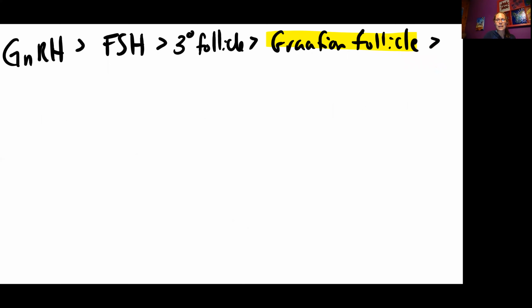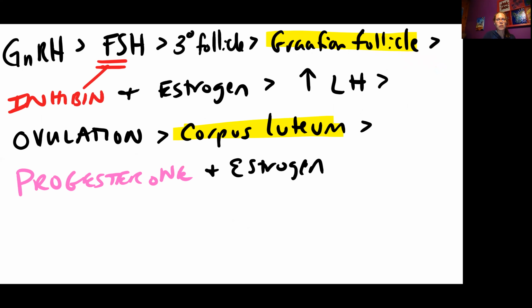Just to help tie together what we've talked about, again, we have gonadotropin releasing hormone triggering the release of FSH. FSH from the adenohypophysis is going to trigger a tertiary follicle to become a Graafian follicle. Once we have our Graafian follicle, we're going to get the release of inhibin to turn off FSH and the release of estrogen, which is going to trigger a spike in LH. That spike in LH is going to trigger ovulation, which is going to cause that Graafian follicle to become called the corpus luteum. The corpus luteum is now releasing both progesterone and continuing to make estrogen.